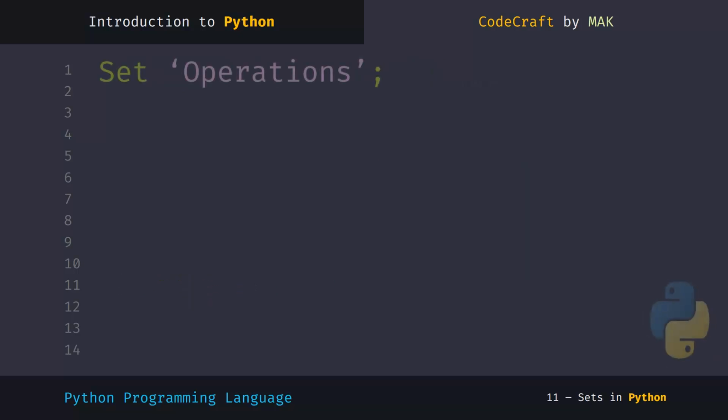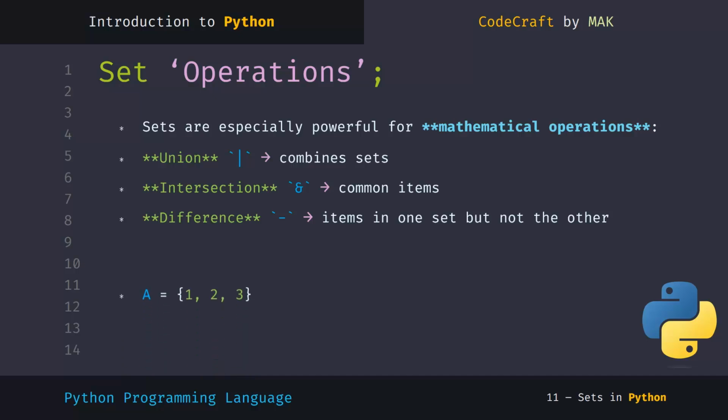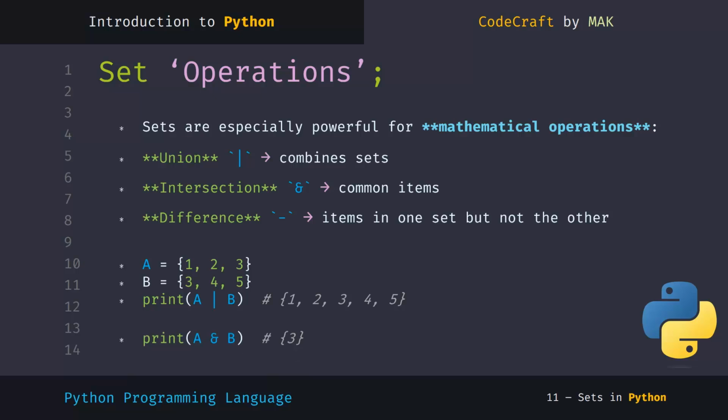Sets are especially powerful for mathematical operations. Union means combined sets, intersection means common items, difference means items in one set but not the other. Let's take an example. A is equal to 1 to 3, B is a set of 3, 4, 5. When we use print A union B, it will print all the values in both sets, and print A intersection B will print only the value which are common in both sets, that is 3 in this case, and print A minus B will print the values which are in A and not in B.